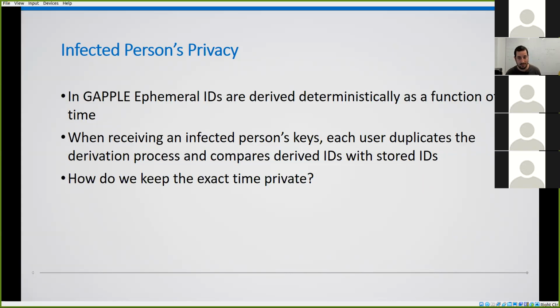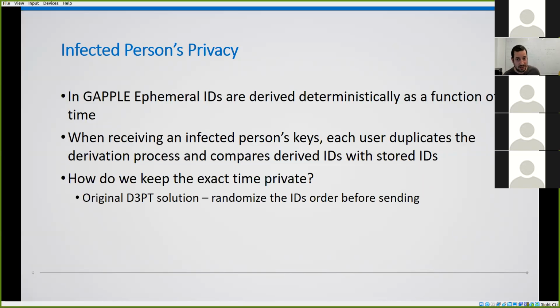So how can we keep the exact time private? In the original DP3T solution, the sender randomizes the IDs order before sending, and the user also needs to randomize the way that they are stored on device as to not keep this information. And again, if you have any user that wants to try to misuse the system, they can actually store the time when they receive the message. In the GAEN solution, they took a simpler approach, basically saying that we're going to check this in a privileged code, a system code that the user does not have access to. So if the device is not rooted, you can't learn anything. If you are able to root your device, then you can get all of the information that you want.